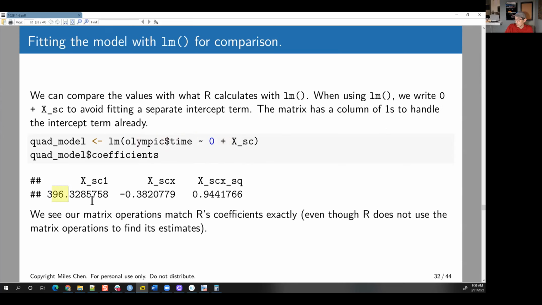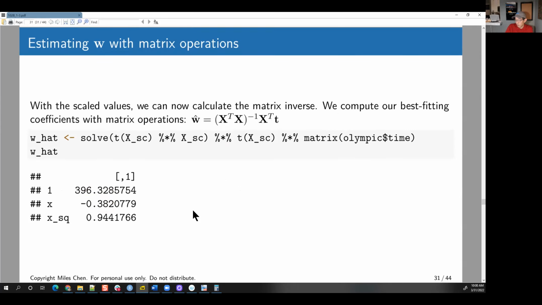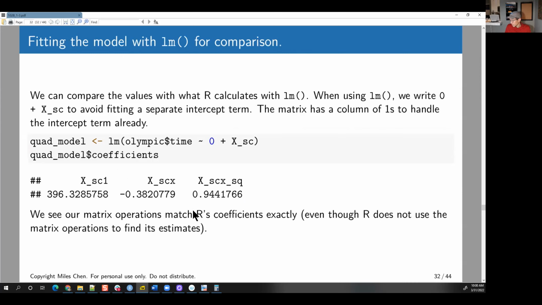And so the coefficients I get are exactly the same as what I got using my matrix operation: 396.328, negative 0.382, and 0.944, which is what I have here: 396.328, negative 0.382, and 0.944. So this matches up, and that's good news for us.